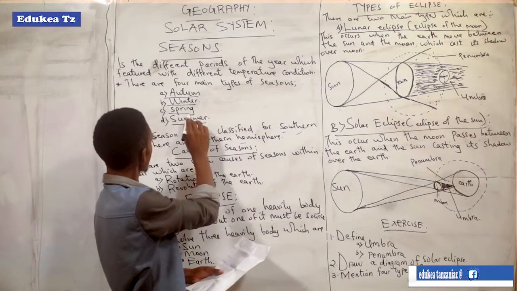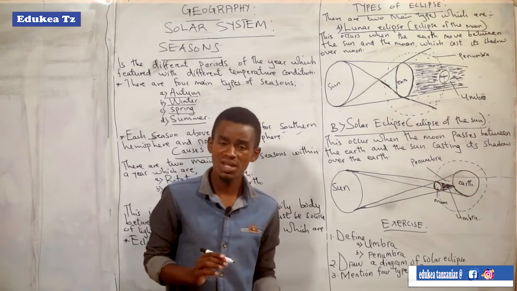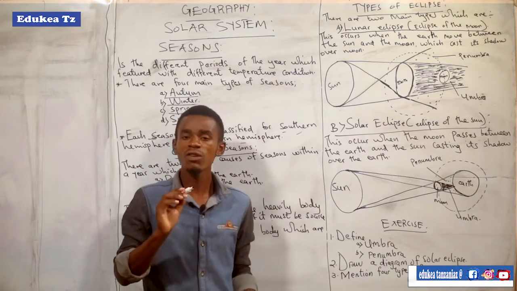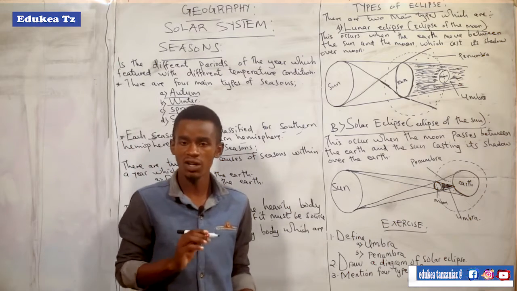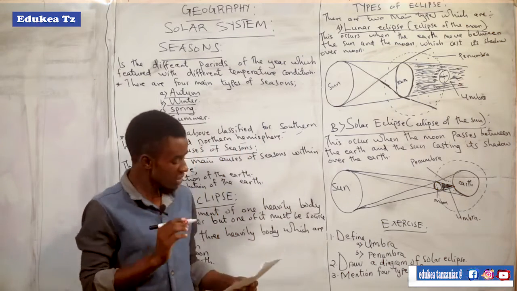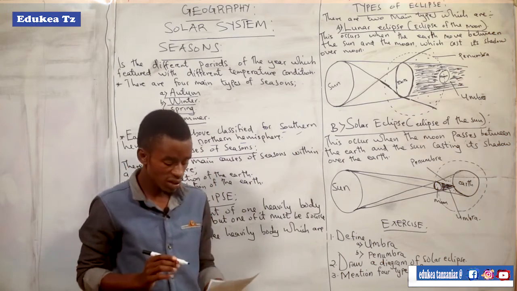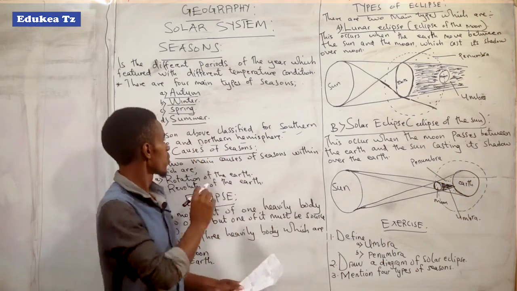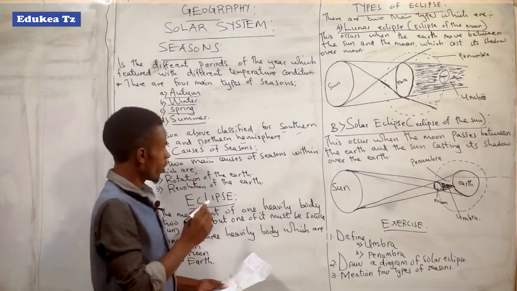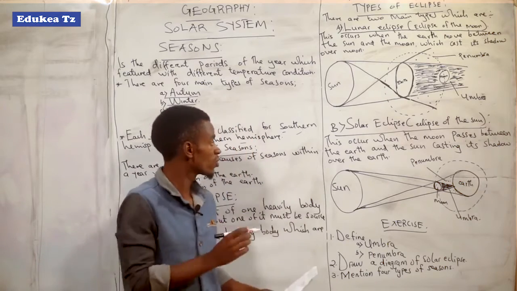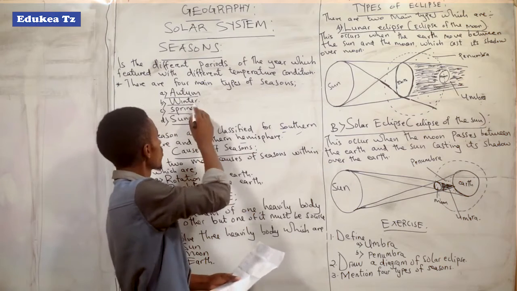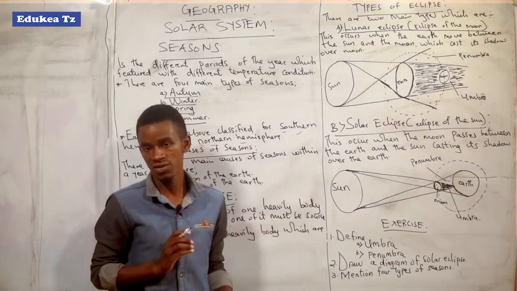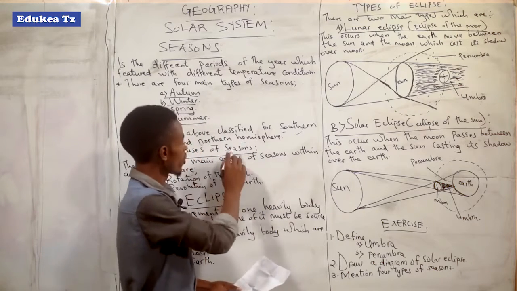Let's come to the last, spring. As I told you, spring is the period where there is high rainfall, and the temperature is sometimes high or sometimes moderate. This spring takes place around February, March and April. That is the time of spring. So each type of season in the northern hemisphere has its own months. That is all about the northern hemisphere.